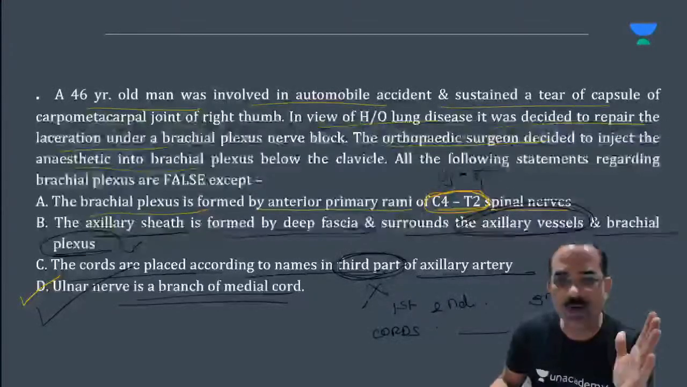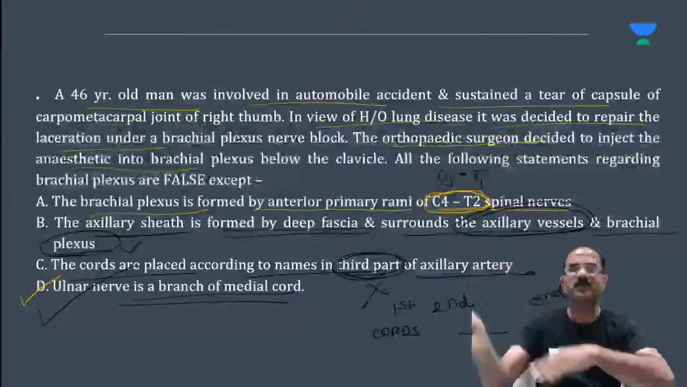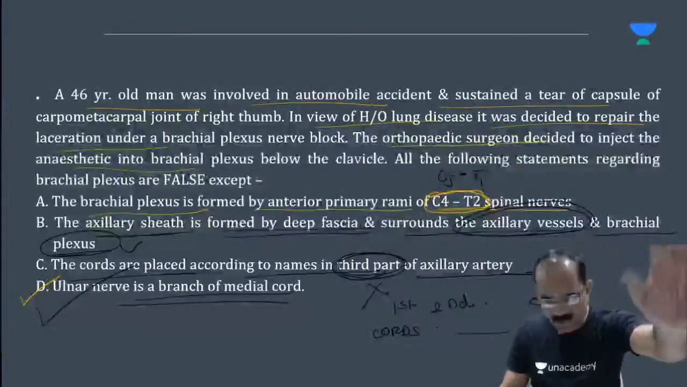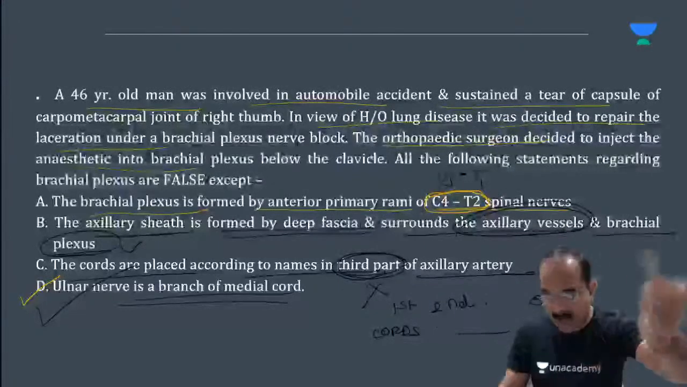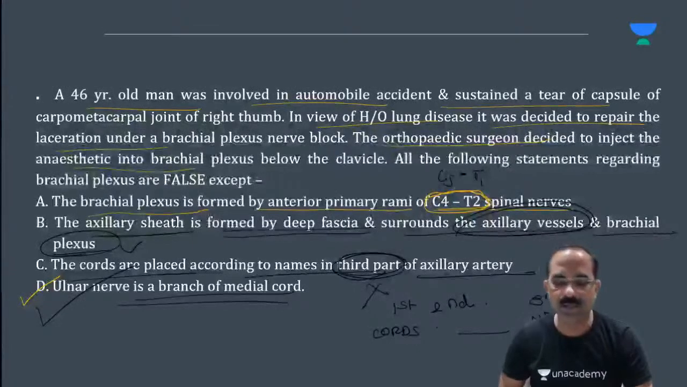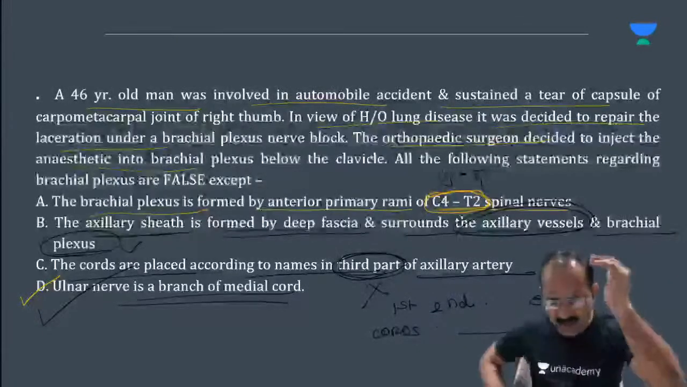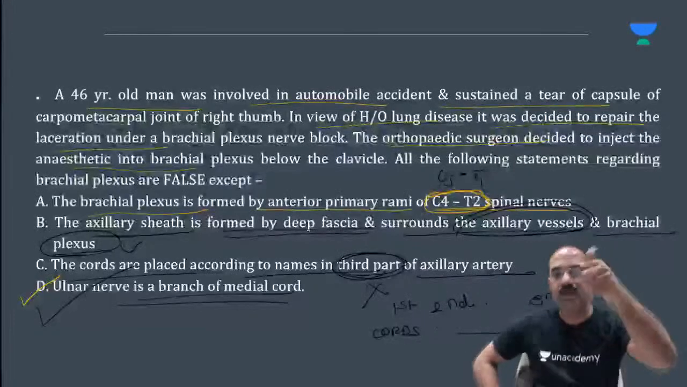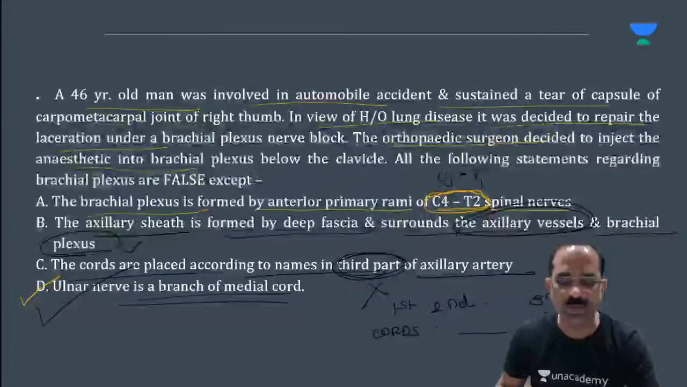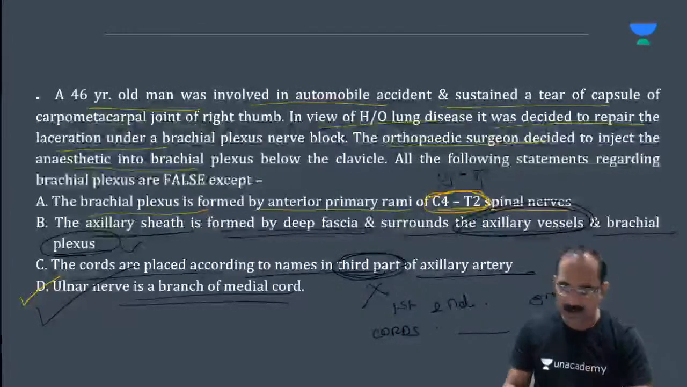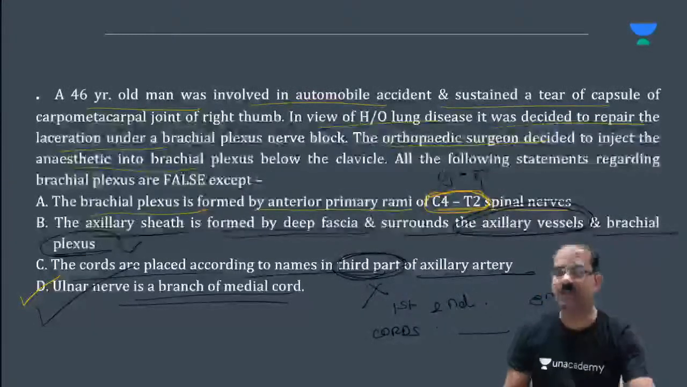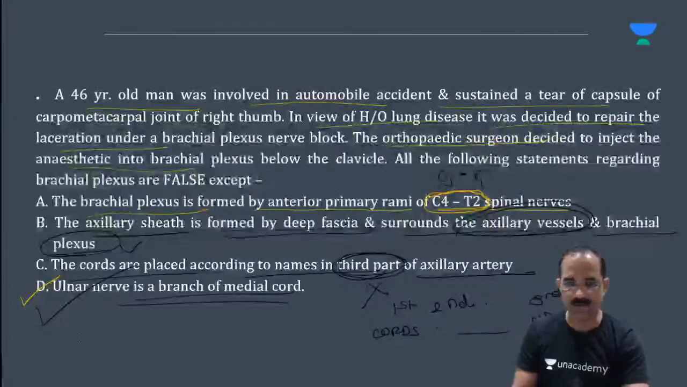Students, can you quickly tell me what are the muscles supplied by ulnar nerve in the forearm? Is there any muscle supplied by the ulnar nerve in the arm? No, ulnar nerve does not supply any muscle in the arm. So is there any muscle supplied by ulnar nerve in the forearm? Yes, it does. It supplies the flexor carpi ulnaris and the medial half of flexor digitorum profundus. Perfect. So that's correct.